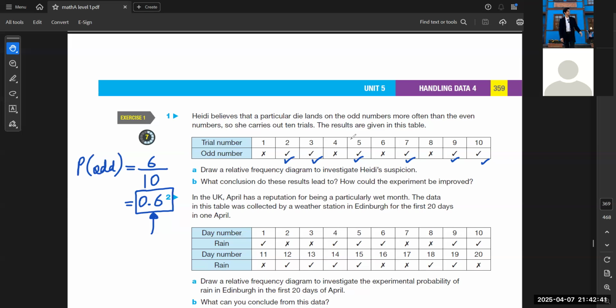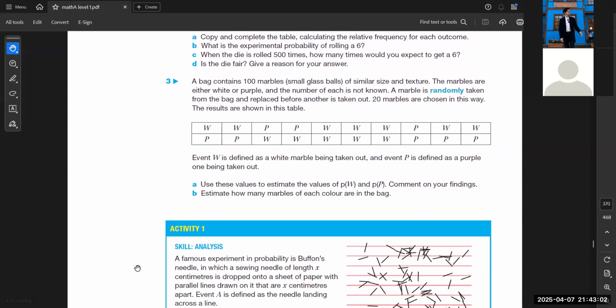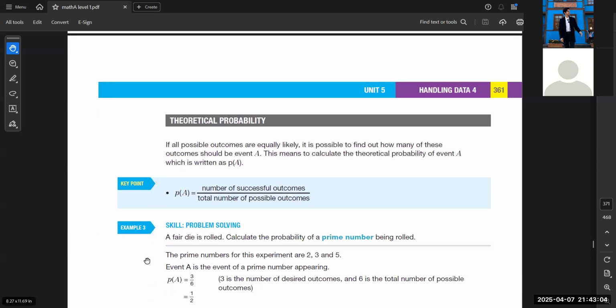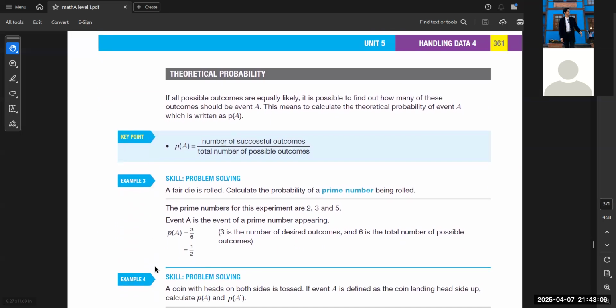Because if this is accurate, then why don't I toss a coin two times and I accidentally get two heads and I claim that this coin will always give me heads? Isn't that very monkey brain of me? It is, right? Because you're not trying enough times. You're not giving the poor coin a chance. So the point is, experimental probability is often going to be wrong unless you do the experiment an inhumane number of times. This is where our best friend theoretical probability kicks in.